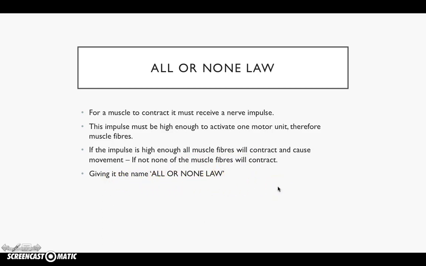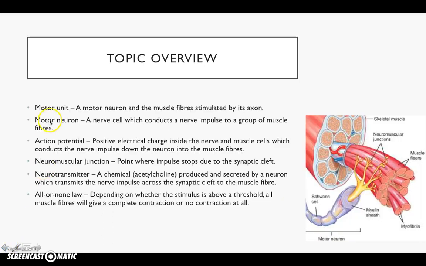Now, you do not need to know all of this terminology: action potential, neuromuscular junction, neurotransmitter, acetylcholine. You do not need to know that. This was just an overview of the whole subject matter, because all you need to know about is the all or none law. To know about that, you need to know what a motor unit is and a motor neuron. So I suggest you write down a motor unit is a motor neuron and the muscle fibers it stimulates. This whole thing here is a motor unit. That's the motor neuron.